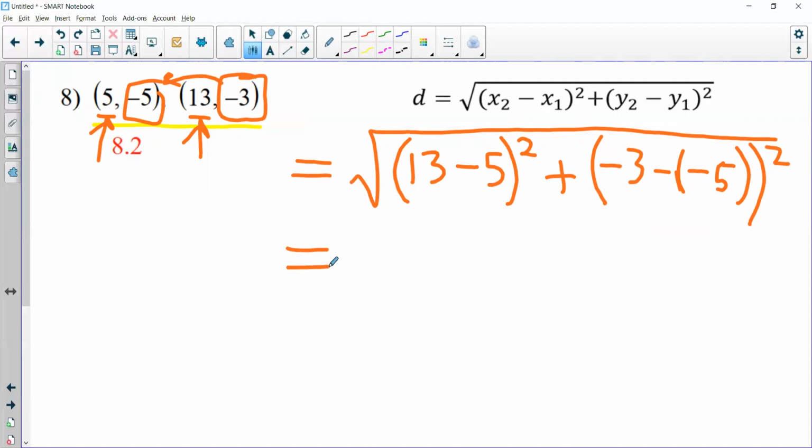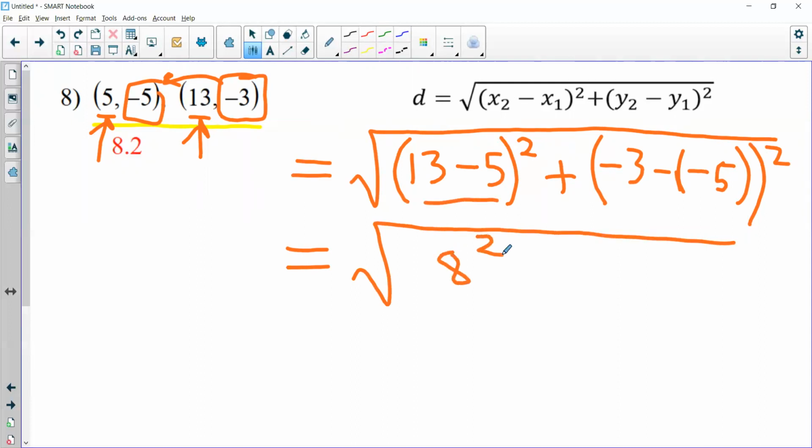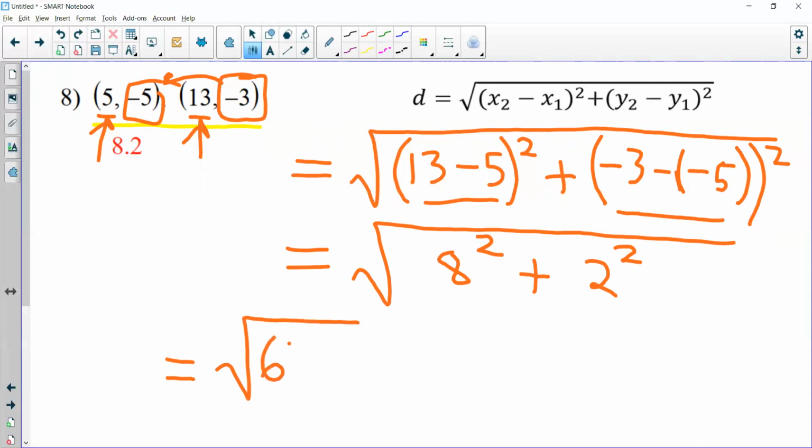Simplify, and I get 13 minus 5 is 8, so that's 8 squared, plus -3 minus -5 is the same as -3 plus 5, which is 2 squared. This gives me the square root of 8 squared is 64, 2 squared is 4, so that's the square root of 68.